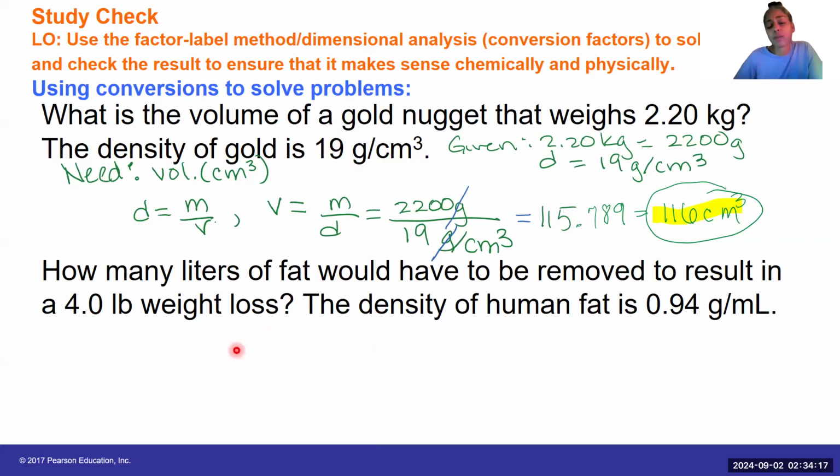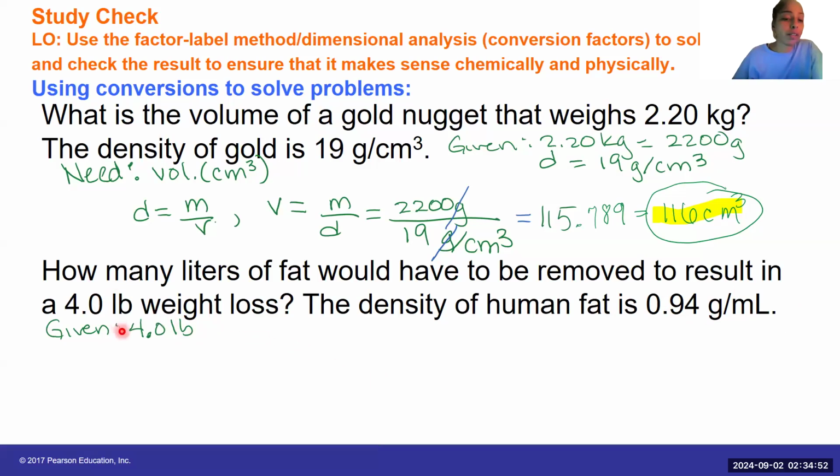Let's take a look at this next question. This question has multiple steps, and sometimes you have to do a number of conversions before you can get to the final value. So this question says, how many liters of fat would have to be removed to result in 4 pounds of weight loss if the density of human fat is 0.94 grams per milliliter? Well, we're given 4 pounds. We can't necessarily calculate directly with 4 pounds. We know that's a weight. We have to get that into a mass before we can calculate our volume using the density.